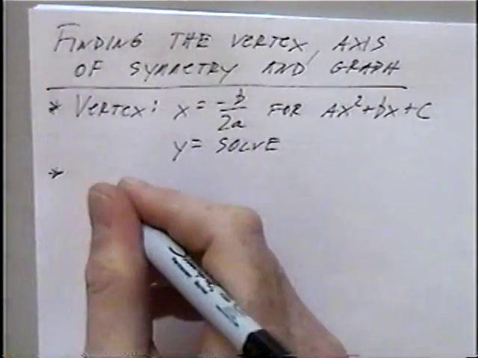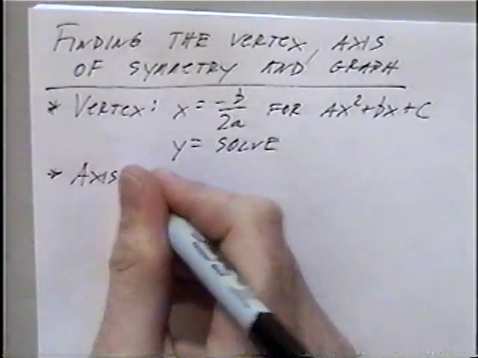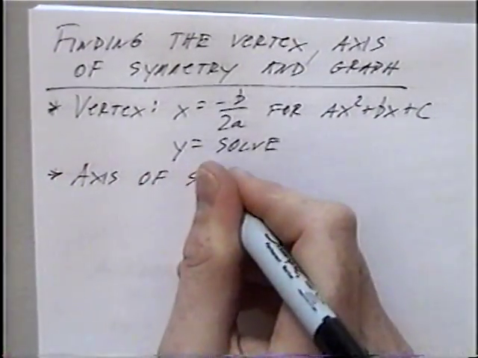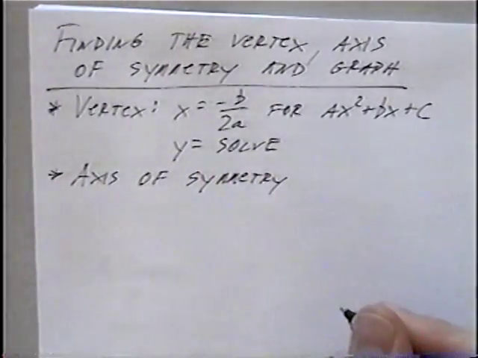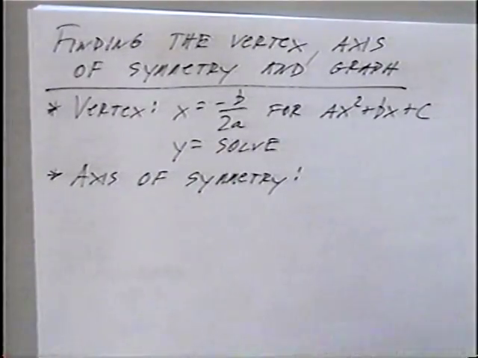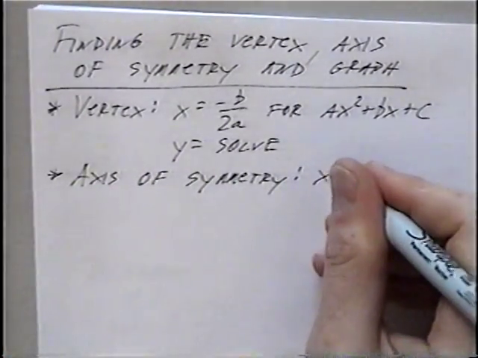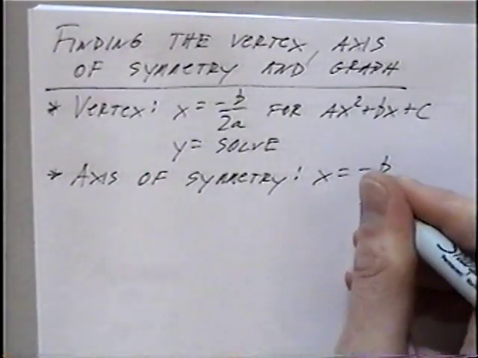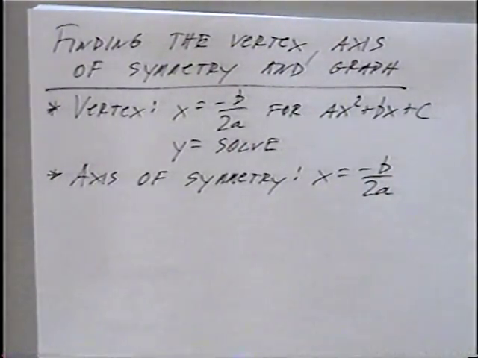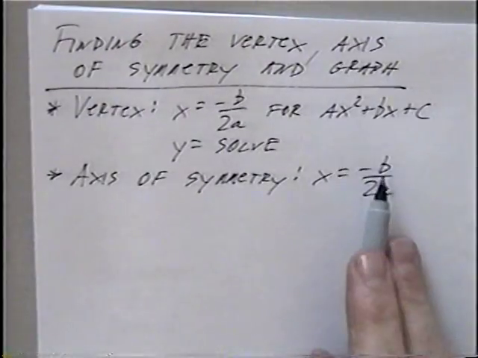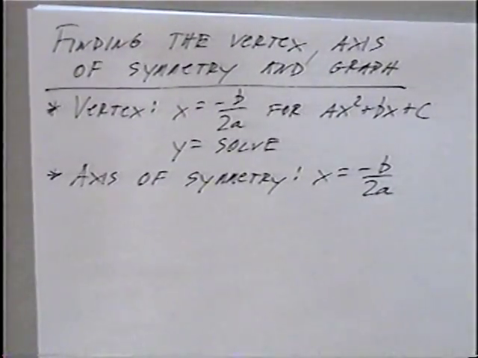Second definition, the axis of symmetry. Axis of symmetry will be the same as the vertex. X equals negative b over 2a. Symmetry means one side of the graph will be the same as the other side. And the line that cuts it in half would be negative b over 2a.